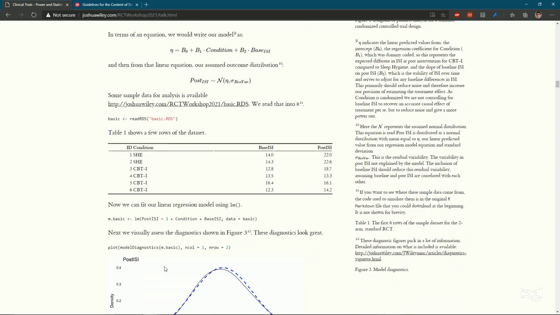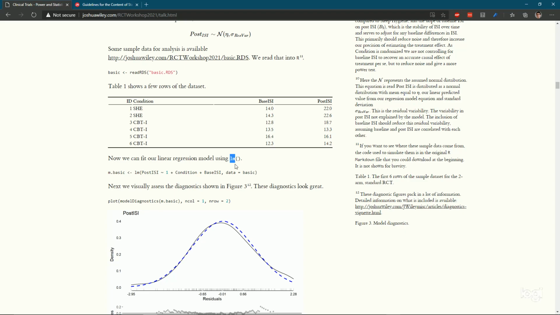And now we can fit a linear regression model. In R, we'd use the lm function for linear model, and I'm going to save the results in an object called m.basic. I'm saying my outcome is post-intervention ISI, and it's regressed on 1 for the intercept, my condition, dummy coded, and baseline ISI symptoms. And the data set is basic, because I read this data set in and stored it in an object called basic, because this is a basic RCT.